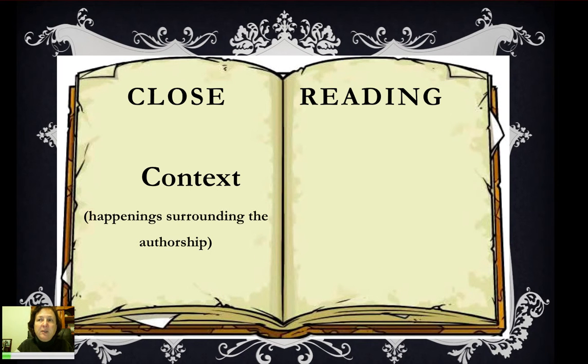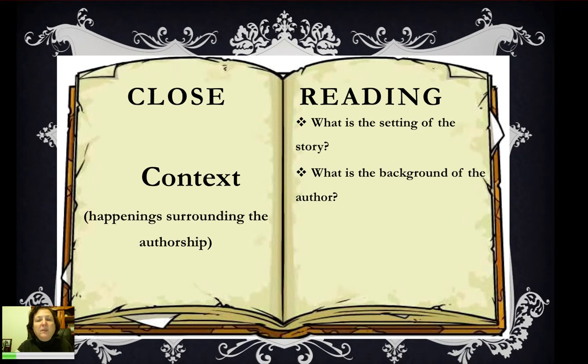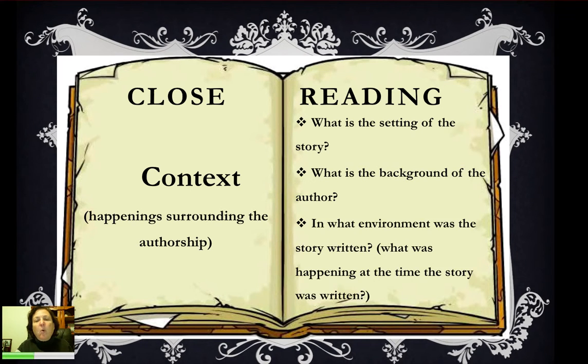Again, the context is the fourth thing which we have to consider. What happens around it? What's happened to the writer will give us some perspective on what he's writing about. So what is the setting of the story, both within the story and externally from the writer's perspective? What's the background of the author? In what environment was the story written? What was happening at the time of the story? All of these are very important considerations. So whether we're talking about the context, the syntax, or the background of the story, any of these things are going to be important.